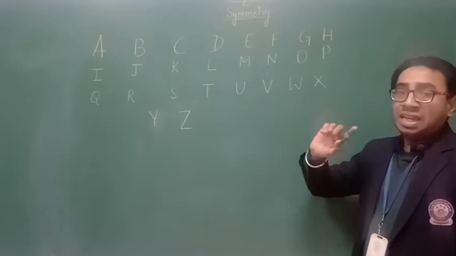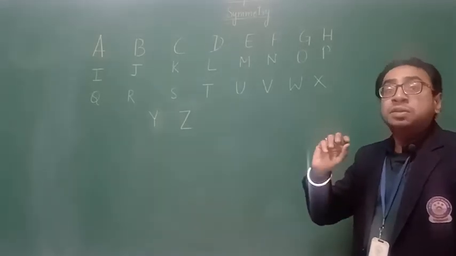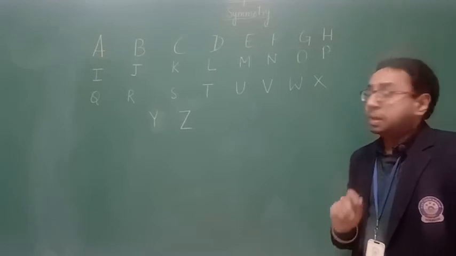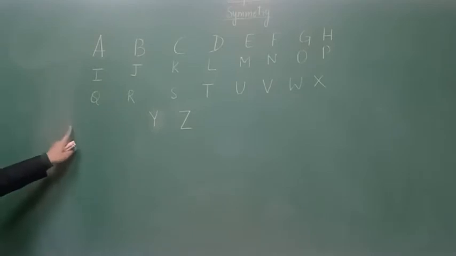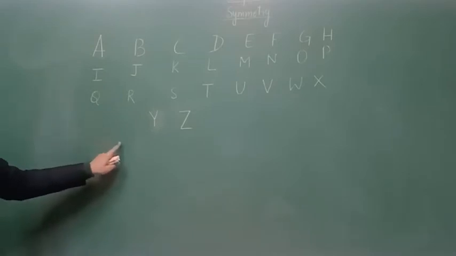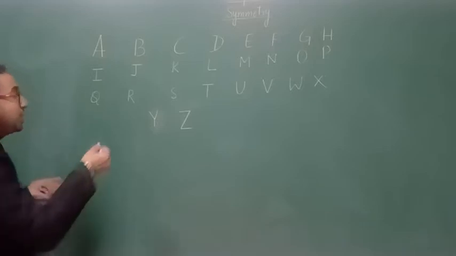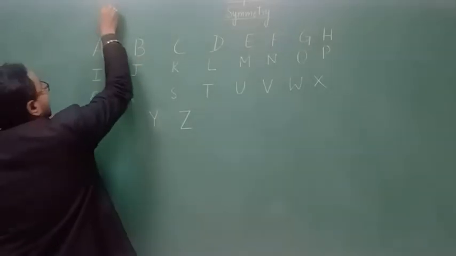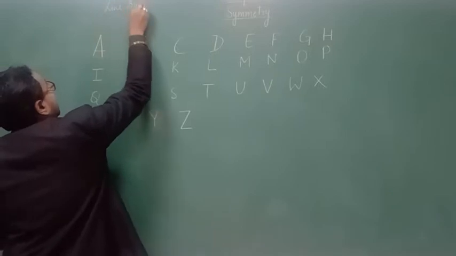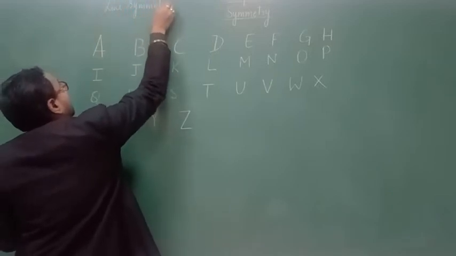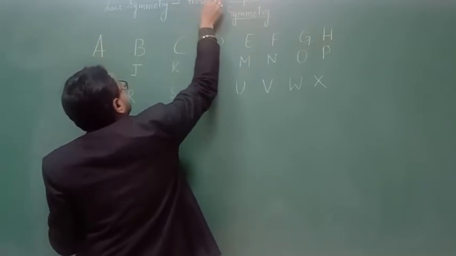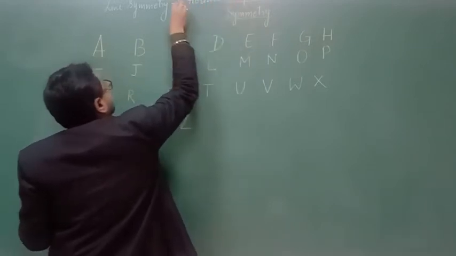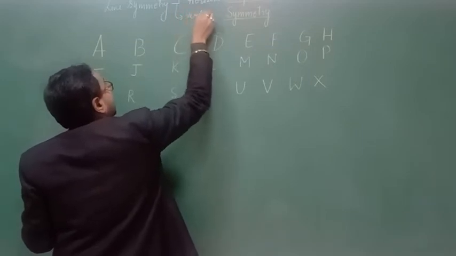First method is basically rotation or the symmetry about the line. So let us do it. For example, I have written all the letters of the alphabet on the board. Let's see whether they exhibit line symmetry or not. For that, what will we do? We'll be having line symmetry either horizontal or vertical, correct?